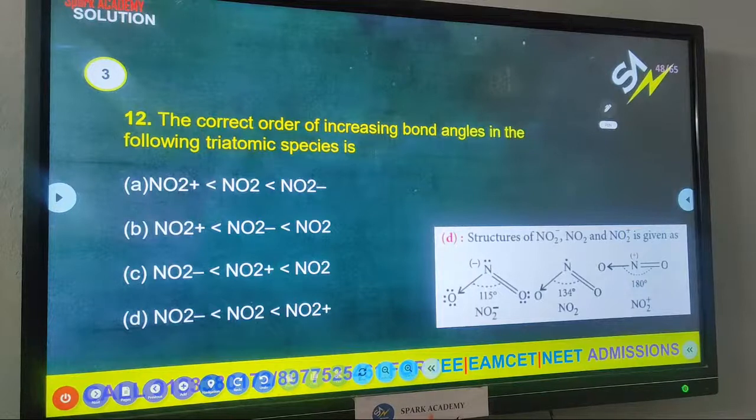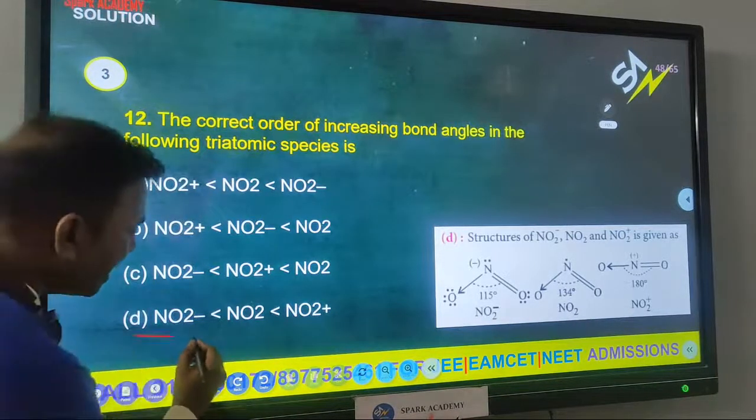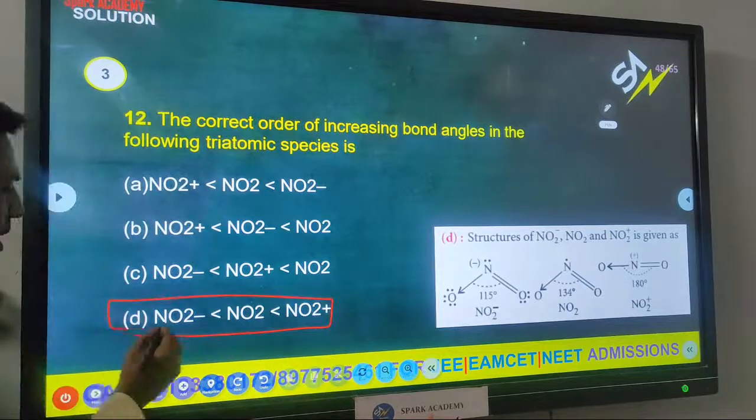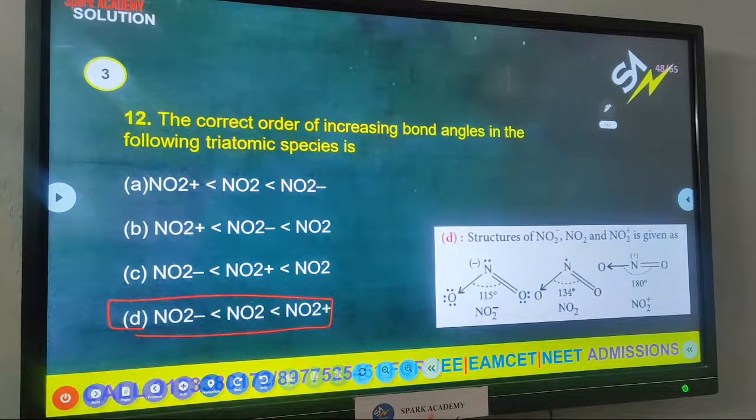What about NO2 minus and NO2? They have angular structures. What about NO2 plus? It has the linear structure. Now see and tell me what is the correct answer. The correct answer is D. Why? Because the hint is there. After seeing the hint also, we have to analyze the answer.